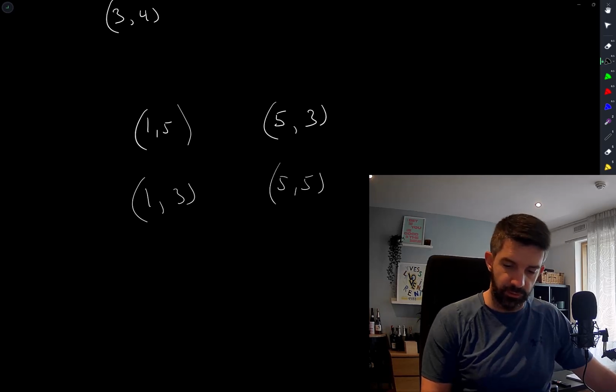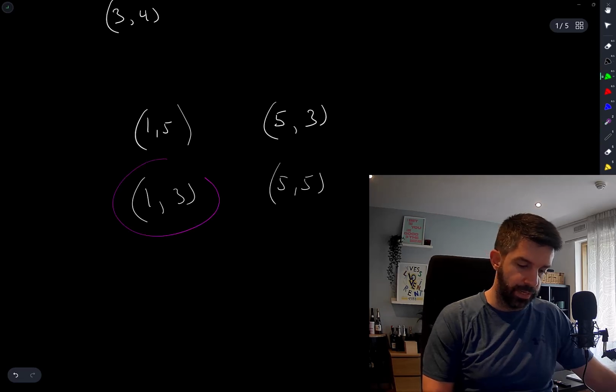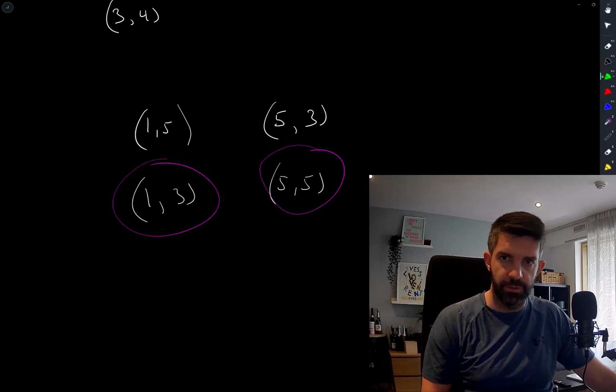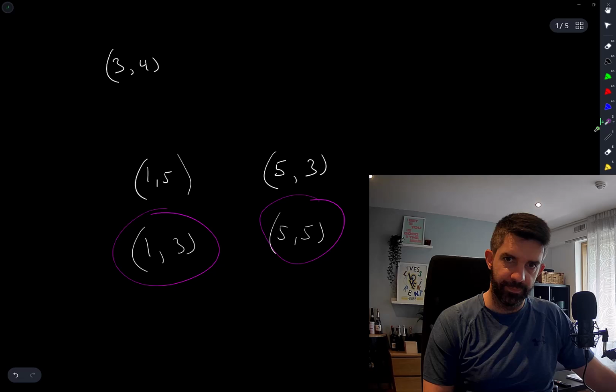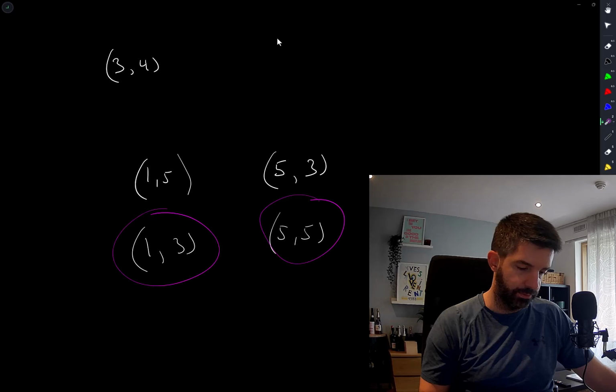So let's see which of these is an option. 1, 3 is an option. 5, 5 is an option. Did I screw something up? Square has center 3, 4 and one corner at 1, 5. So this has to be a midpoint between the diagonals. 1, 2, 3, 4, 5, 5, 4 to 3. Hold on.